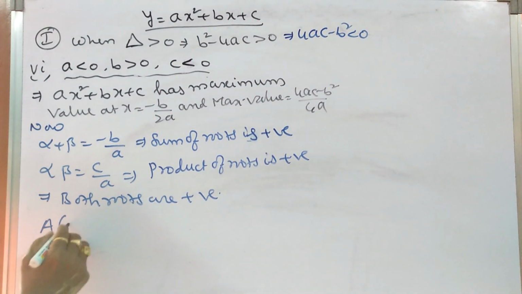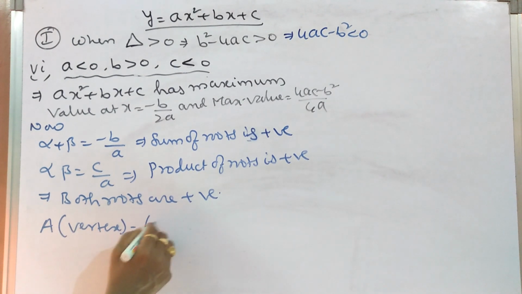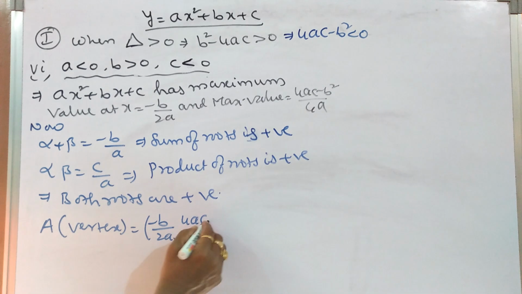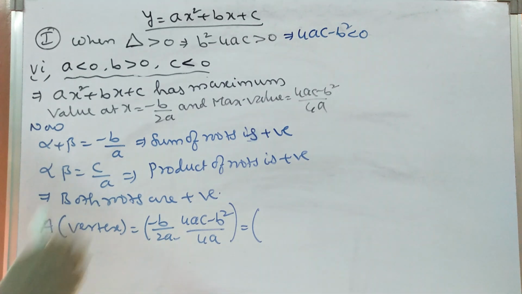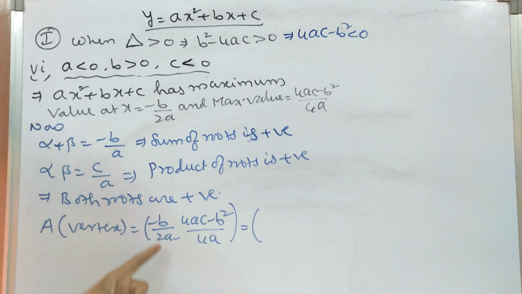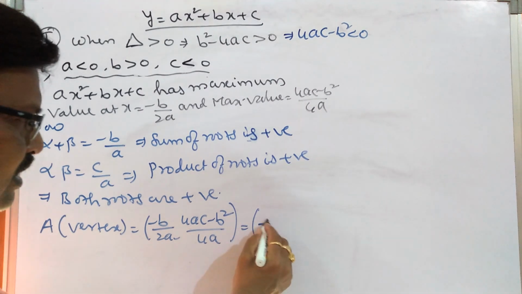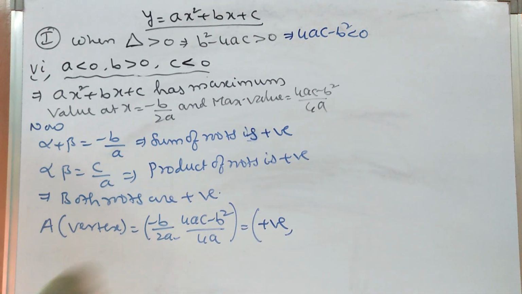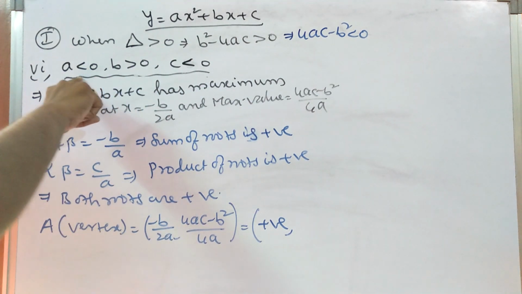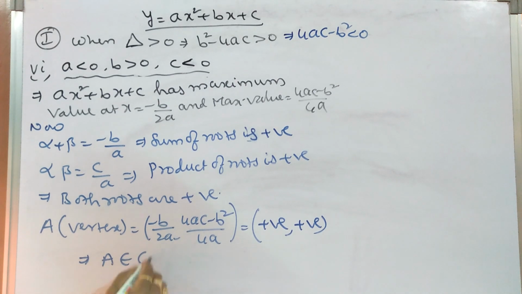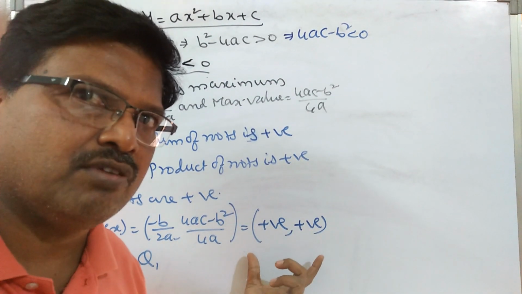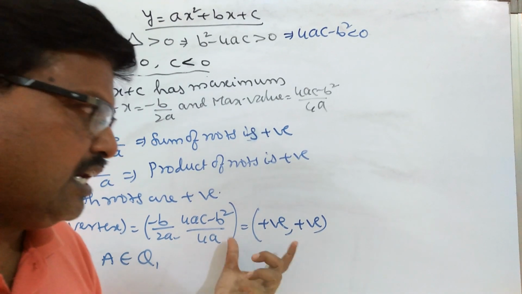Now let us see the vertex. The vertex is equal to minus b by 2a, 4ac minus b square by 4a. So minus b by 2a: again, b is positive, a is negative. Positive by negative is negative, negative into negative is positive. And 4ac minus b square is negative, negative by a negative is positive. That means the vertex belongs to which quadrant? First quadrant. Why? Because the vertex's x coordinate is positive and y coordinate is positive, which means first quadrant. So the vertex lies in the first quadrant, that you have to remember.